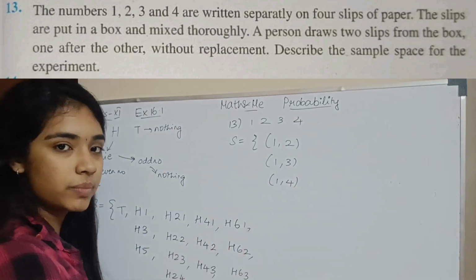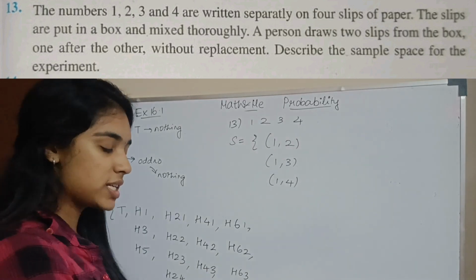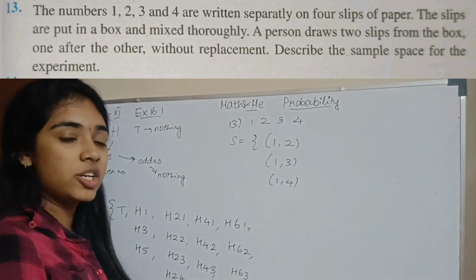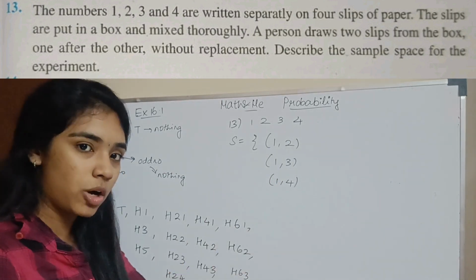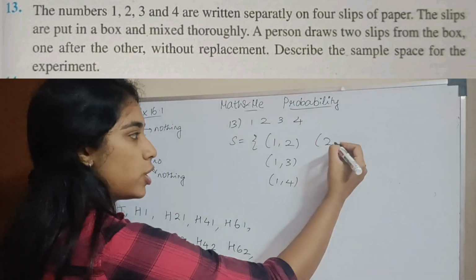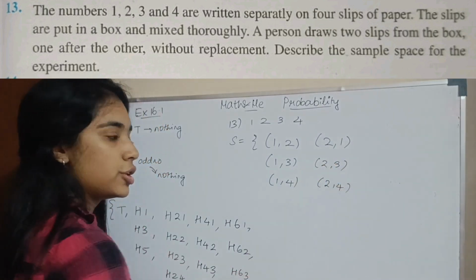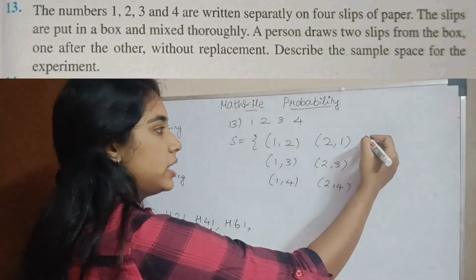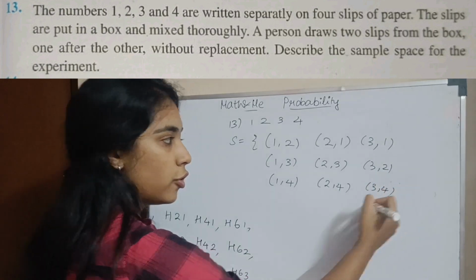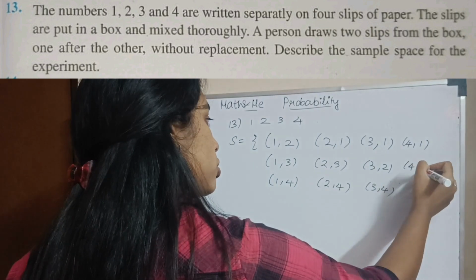You cannot get a 1 because it is without replacement. Once you have picked the paper, you have 1 in your hand. So what is remaining? You have 2, 3 and 4. You do not have 1 again because it is already in your hand. Without replacement, you don't put it back in the box. Similarly, if you pick up paper number 2, your options are 1 or 3 or 4. You do not have 2, 2. In the same way, if you pick up 3, your options are 3, 1, 3, 2 and 3, 4. Similarly, if you pick up paper number 4, you have 4, 1, 4, 2 and 4, 3.